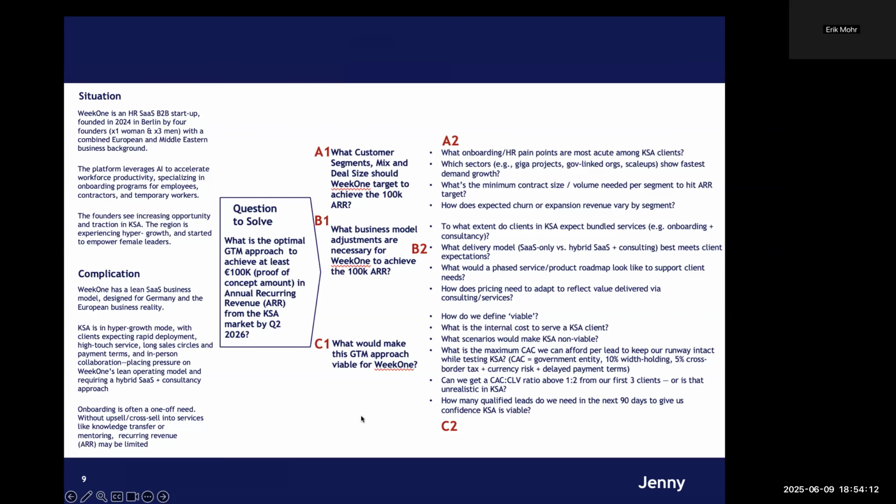Sorry, I had one annotation from my side. I had the impression that on A2 there were a couple, maybe 2 at least, questions that sounded like data mining, what you had highlighted, right? Like, how does expected churn or expansion revenue vary by segment? Then you know that it varies or how it varies, but then you generated a picture, but you still need to interpret it.